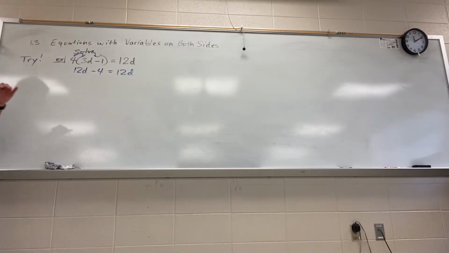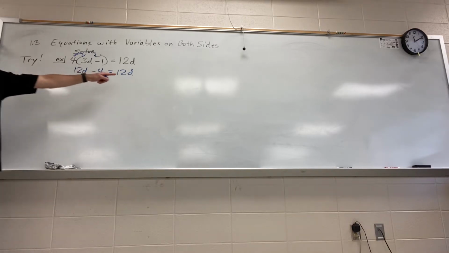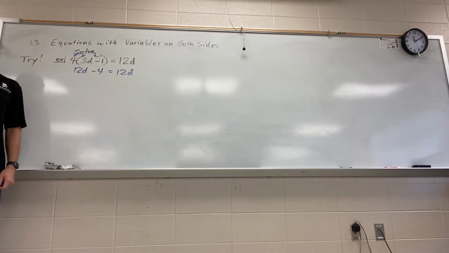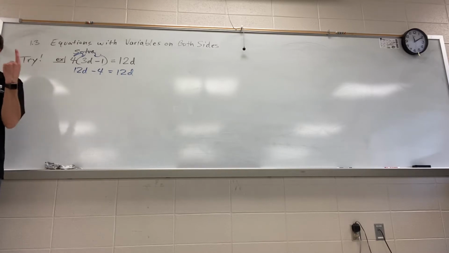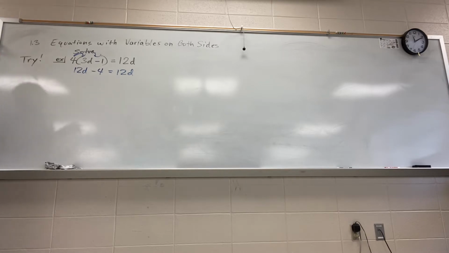And then you have an issue. You have the variable in multiple spots. So in order to solve for that variable, you're going to have to get it down to one variable only that you can isolate and get by itself. Yeah, Carmen? I just divided 12D by 12D and got D.